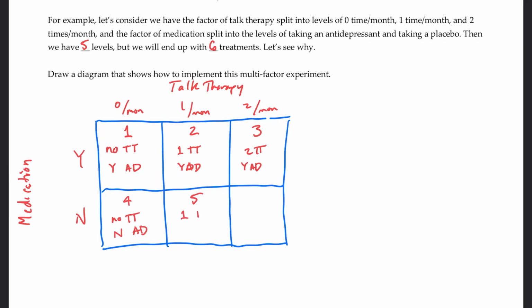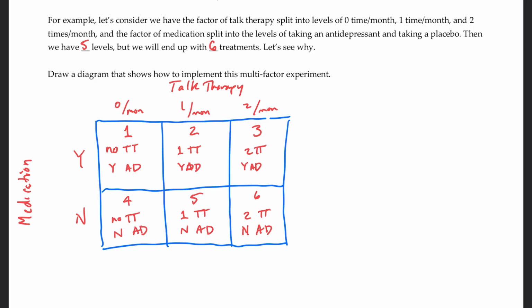And then group 5, we have here 1 time per month of talk therapy with no antidepressant. And group 6 is going to be 2 hours per month with no antidepressant. So there you have it. That's why having these different levels, 5 different levels, actually gives us 6.